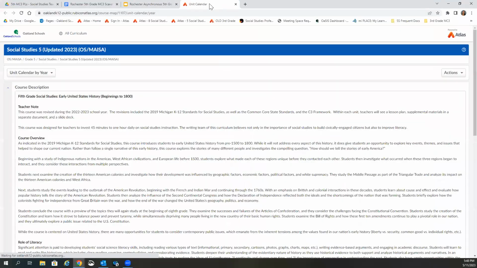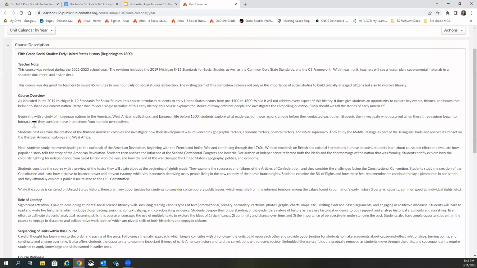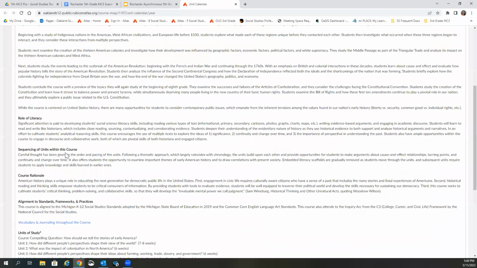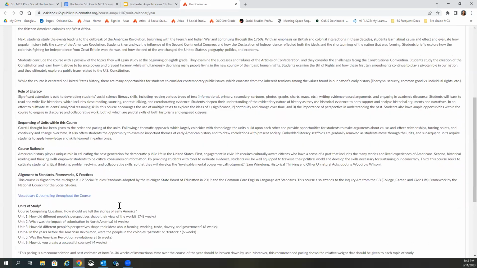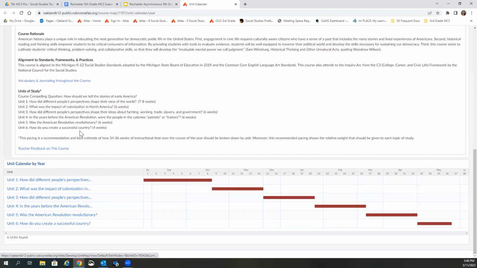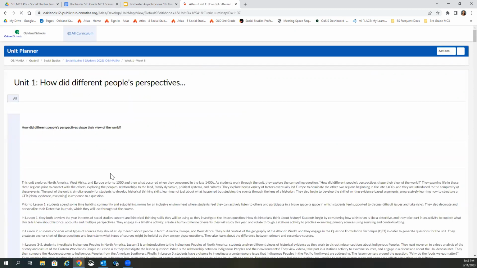So when you go to the 5th grade course, the landing page has the course overview. It talks a little bit about the role of literacy and the sequencing of units, the rationale for the course, and the alignment to standards, frameworks, and practices. And then it has the pacing guide here at the bottom. So you'll notice we have units 1 through 6. It does let you know how long they are intended to be taught. When you click into a unit, it takes you to the unit landing page.